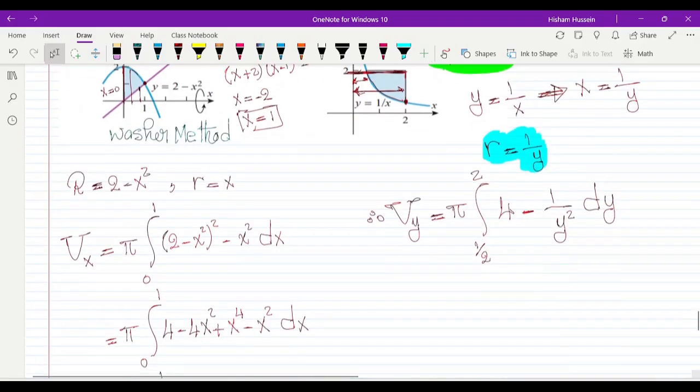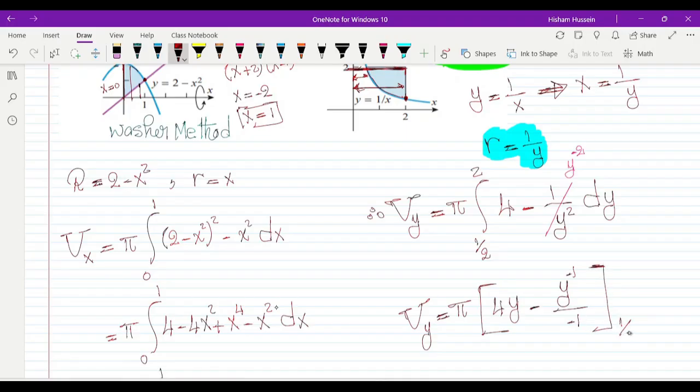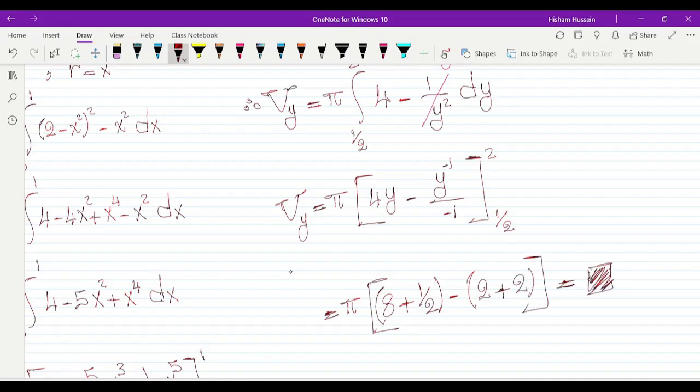So the volume of rotation about the y-axis, Vy, is the integration with respect to y of 4y. Here we can replace this 1 over y squared by y to the power negative 2. Its integral will be y to the power negative 1 divided by negative 1, with the limits from half to 2. So Vy, substitute with the upper, 2 times 4, this is 8, minus substitute with the lower, this is 2 plus 2. This is the volume of the rotating area.